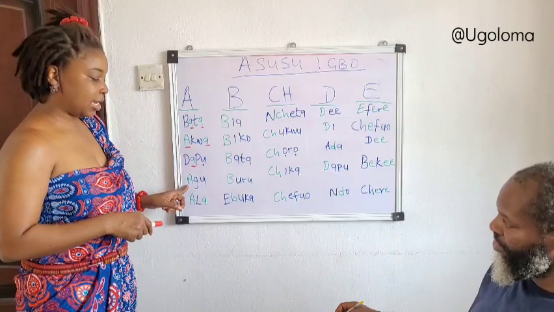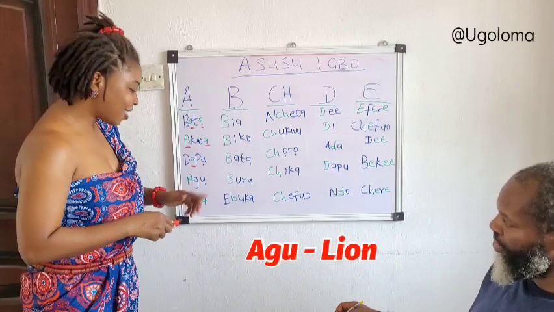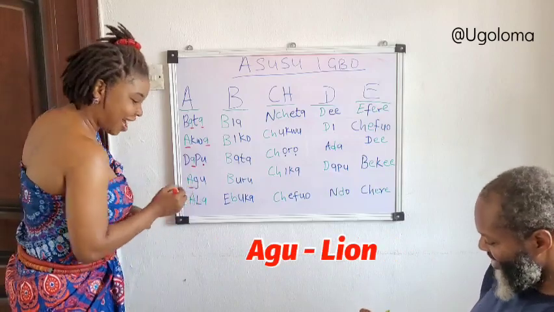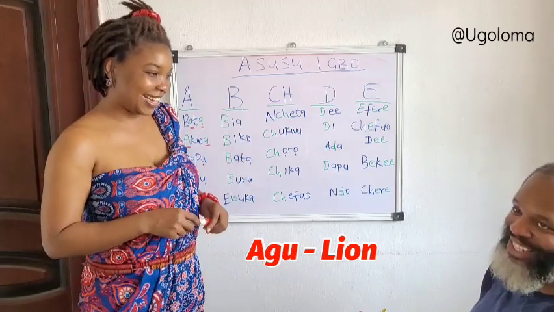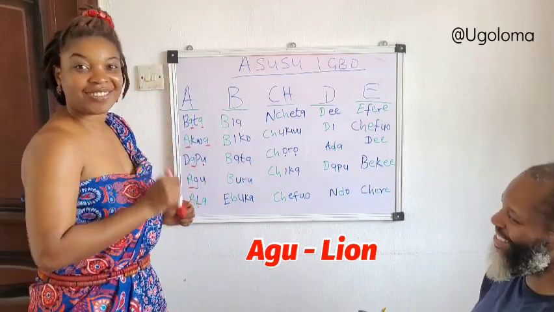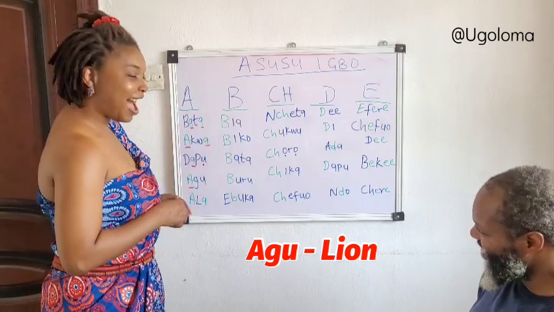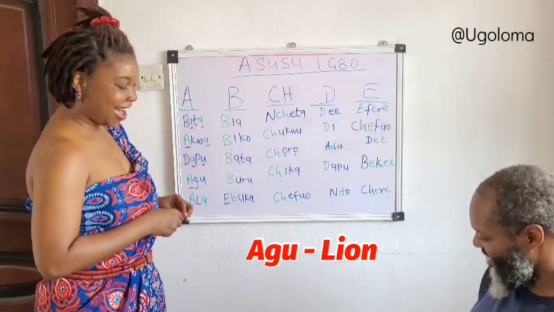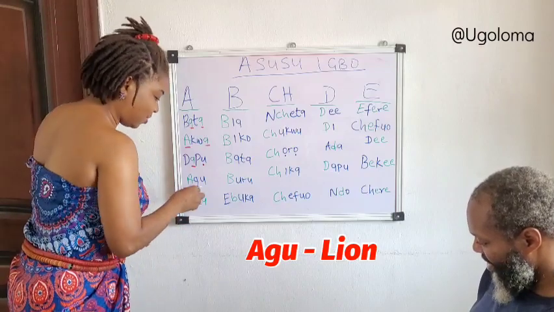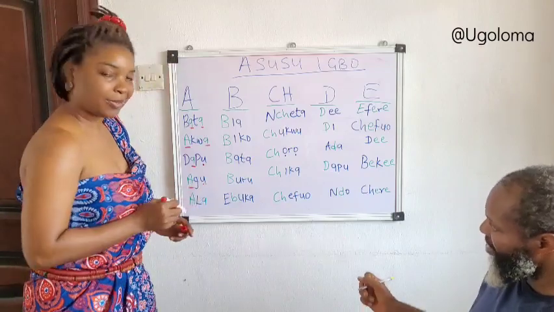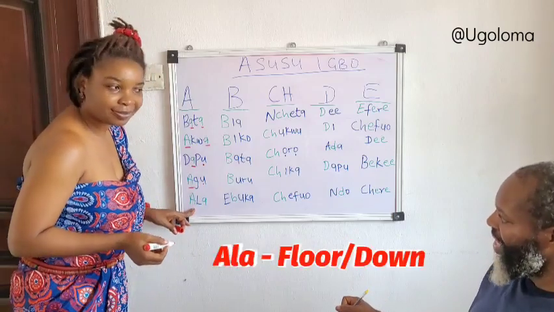Okay? Next one is Agu. Correct. Agu means lion. Yes, I know you like this one. Lion. Yeah, my favorite animal. Yeah, his favorite animal is a lion. Agu. That's also an O here. Agu.